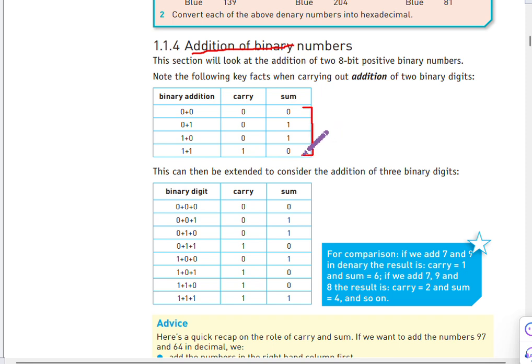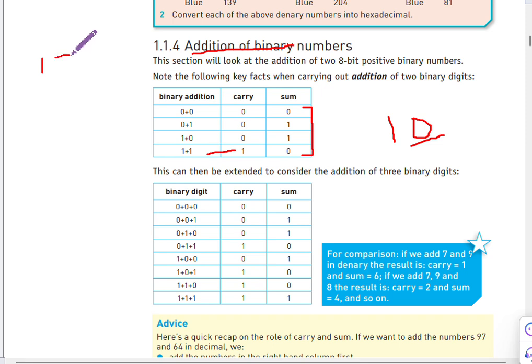Here you can see, if you are adding two bits, 0 plus 0, the answer will be 0. There will be no carry. If you are adding 0 plus 1, the answer will be 1. If you are adding 1 plus 0, the answer will be 1. But if you are adding 1 plus 1, the answer will be 10. So 0 will be the sum and 1 will be the carry. It is simply like this.